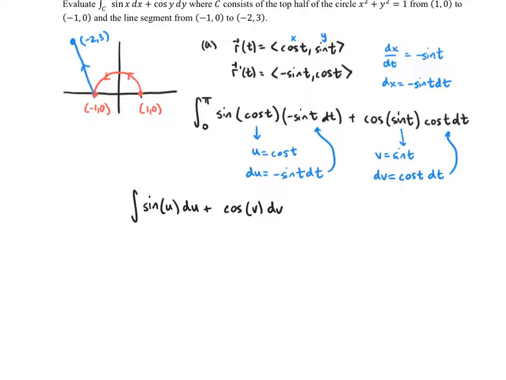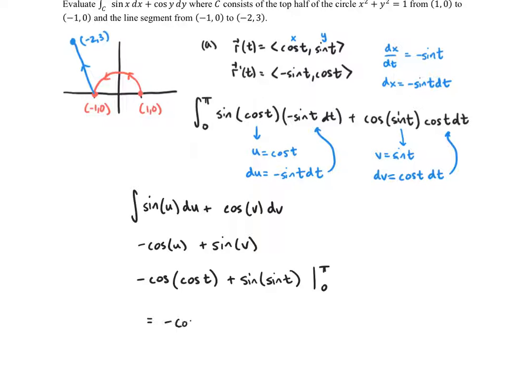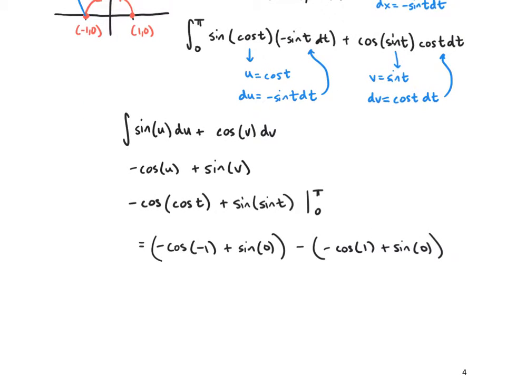The antiderivative of our first one is negative cosine of u, and then we have sine of v. Turning this back in terms of t, this is negative cosine of cosine t plus sine of sine t, and we evaluate this from 0 to pi. So we get negative cosine of negative 1 plus sine of 0, subtracted by negative cosine of 1 plus sine of 0. If you remember, in an earlier example sine is an odd function, so sine of negative 1 equals negative sine of 1. Cosine is even, so cosine of negative 1 equals cosine of 1. So this actually simplifies to negative cosine of 1.